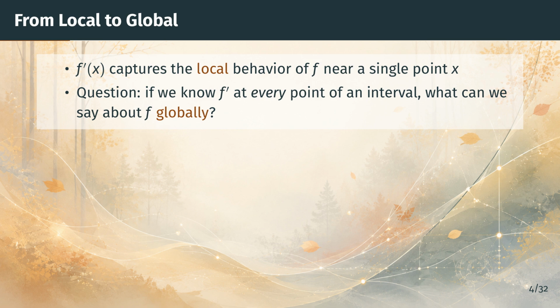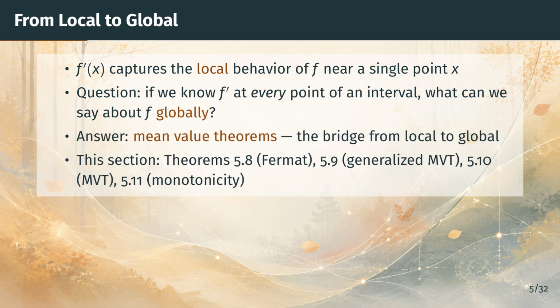Suppose we know something about the derivative at every point of an interval. Can we draw conclusions about the function on the whole interval? For instance, if the derivative is 0 everywhere, must the function be constant? This sounds obvious, but it needs a proof, and the proof requires a genuinely new idea. The bridge from local to global is the mean value theorem.